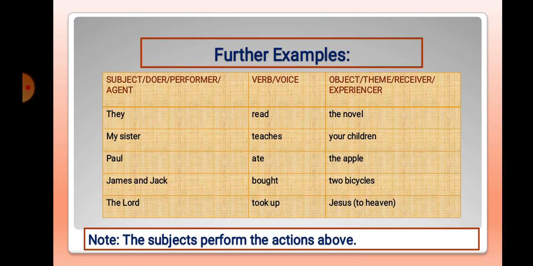Now, we have they read the novel. My sister teaches your children. Paul ate the apple. James and Jack brought two bicycles. The Lord took up Jesus to heaven. The doers are in their rightful position and they perform some actions which are received by their objects. So in this form, we say we have active sentences.